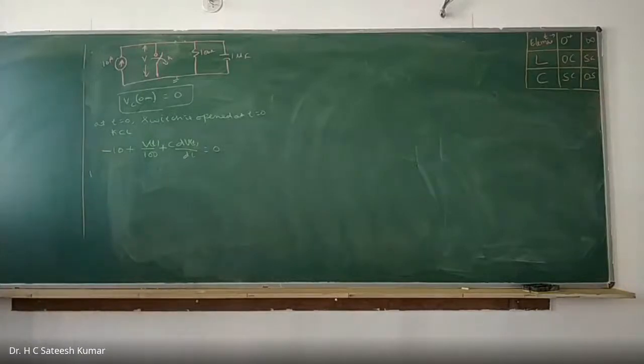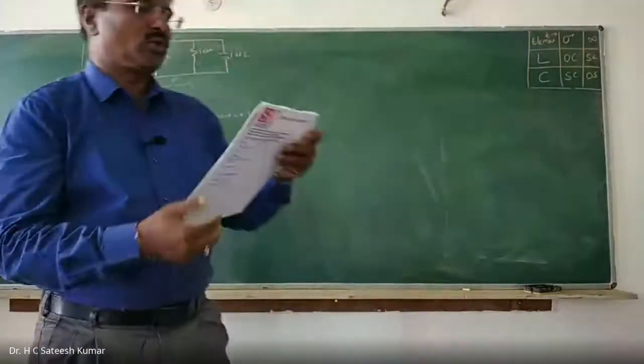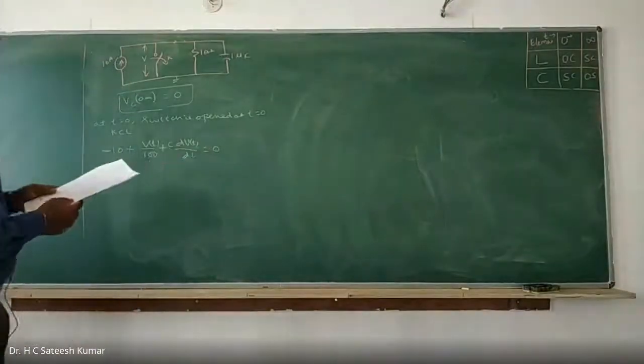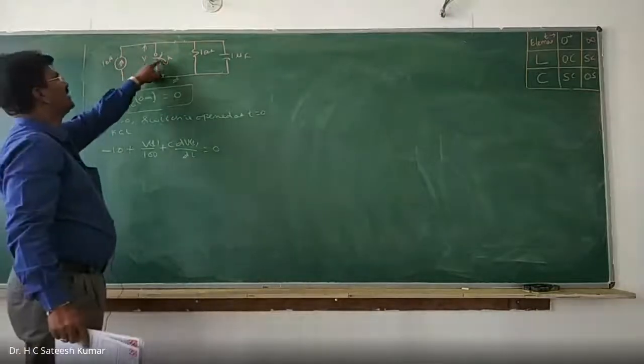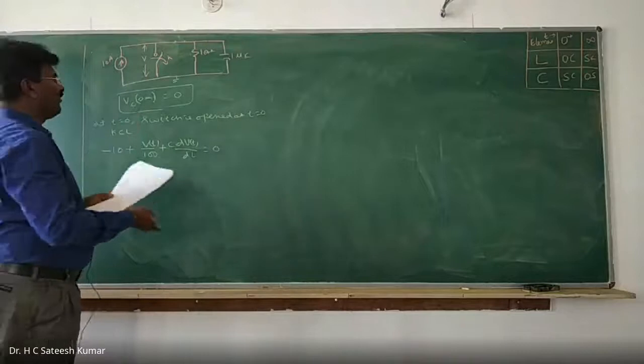Okay, right. Now what do we have? Voltage across the capacitor. So now what do we need to find out in this question? You read the question first. In the circuit shown in the figure, switch K is opened at t equal to 0. Initially, it is closed. Now it is opened at t equal to 0.